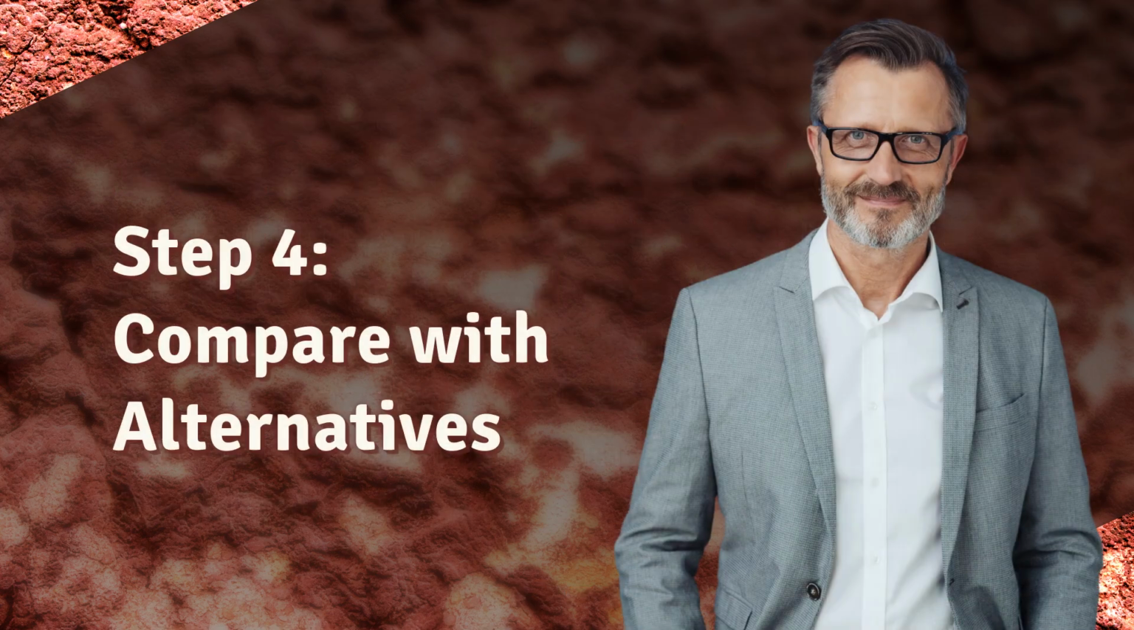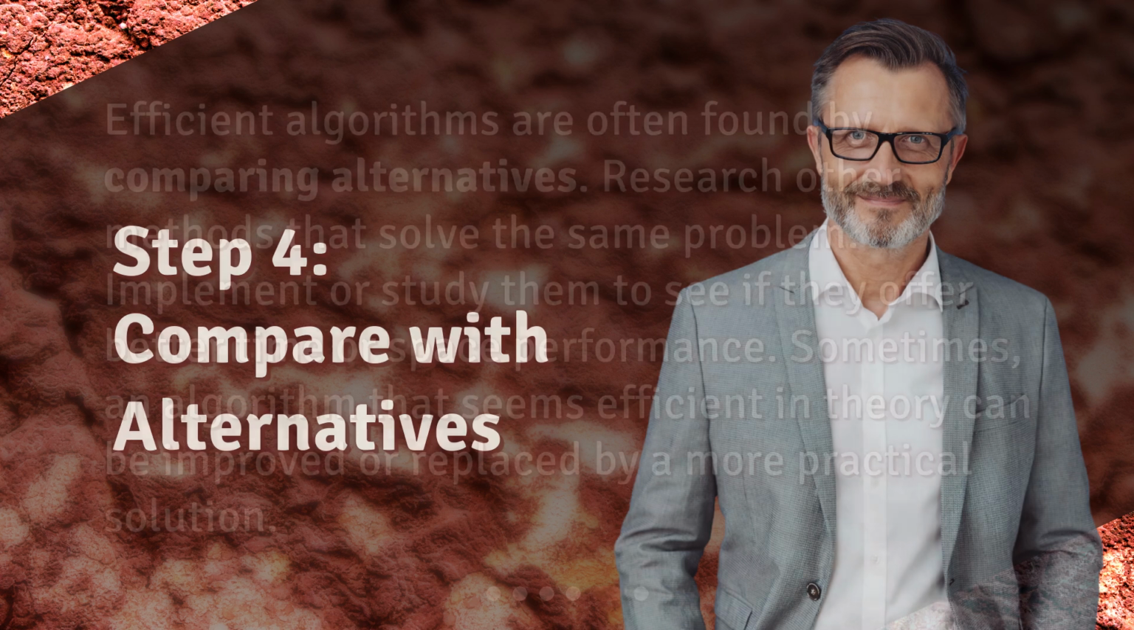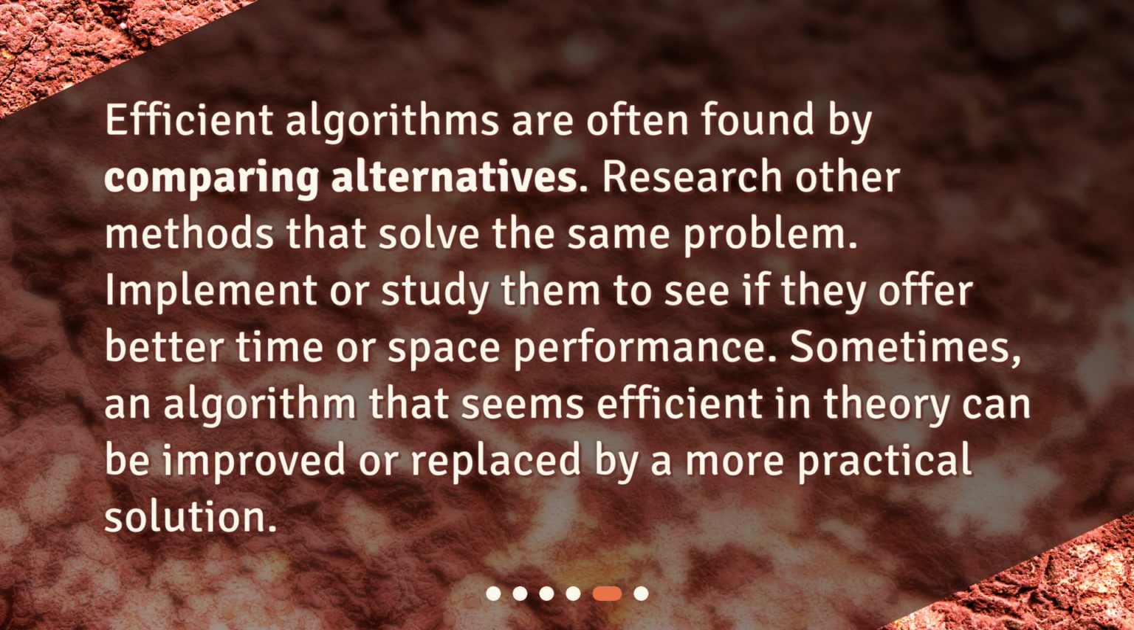Step 4. Compare with alternatives. Efficient algorithms are often found by comparing alternatives. Research other methods that solve the same problem. Implement or study them to see if they offer better time or space performance. Sometimes an algorithm that seems efficient in theory can be improved or replaced by a more practical solution.